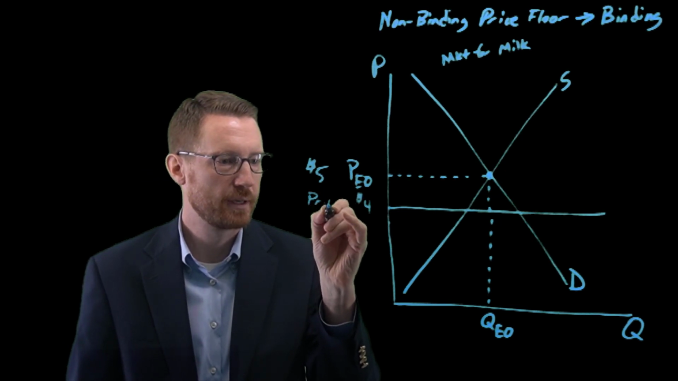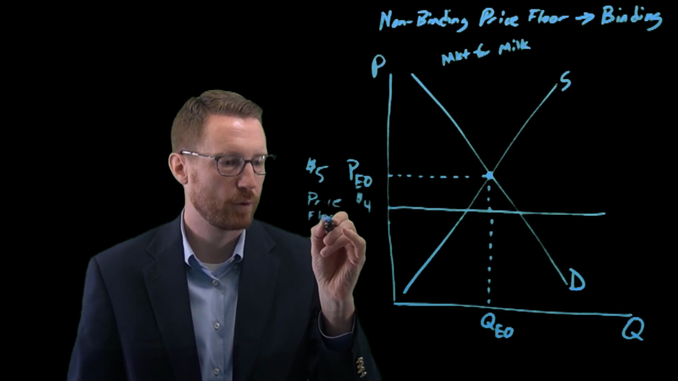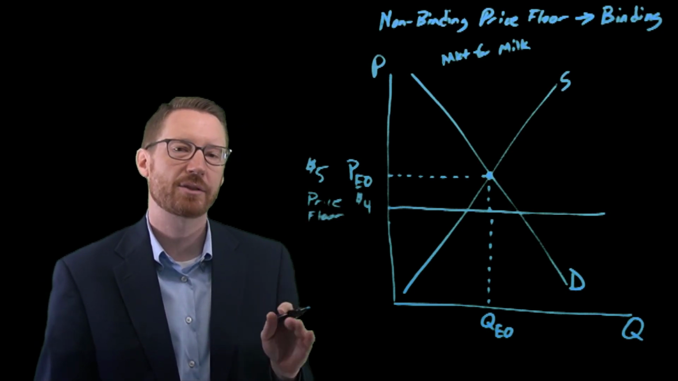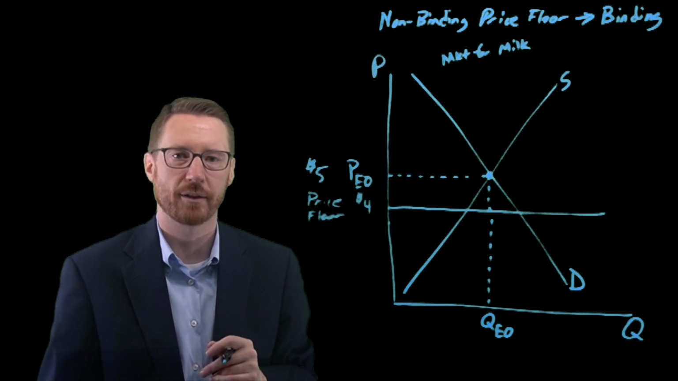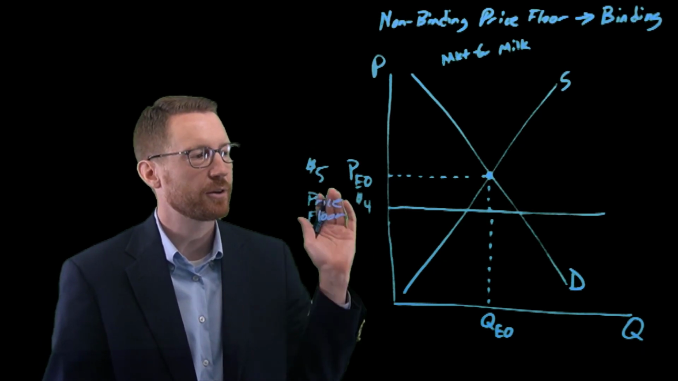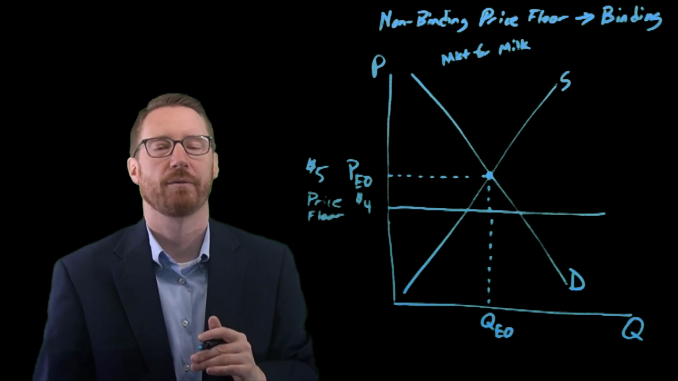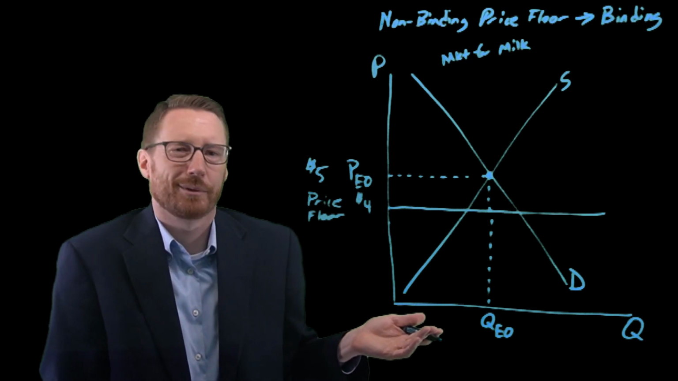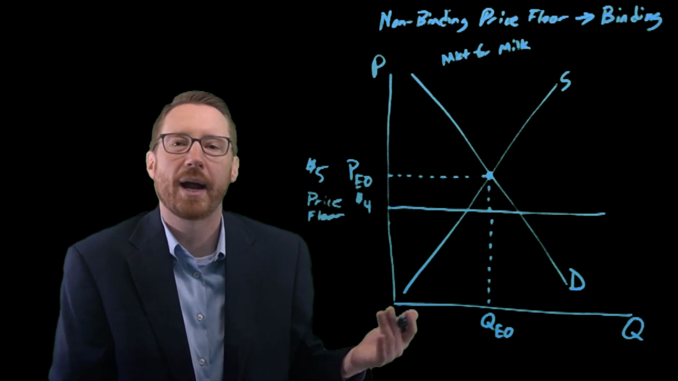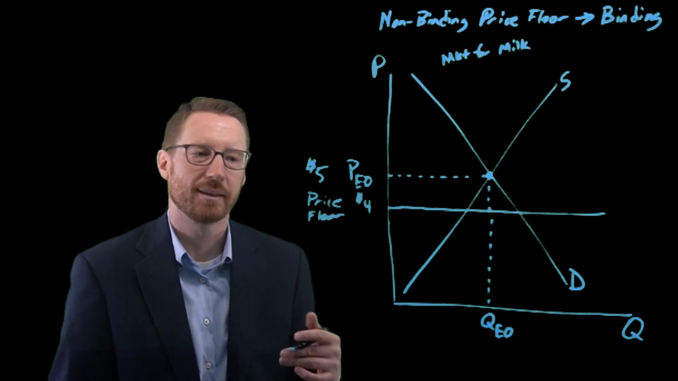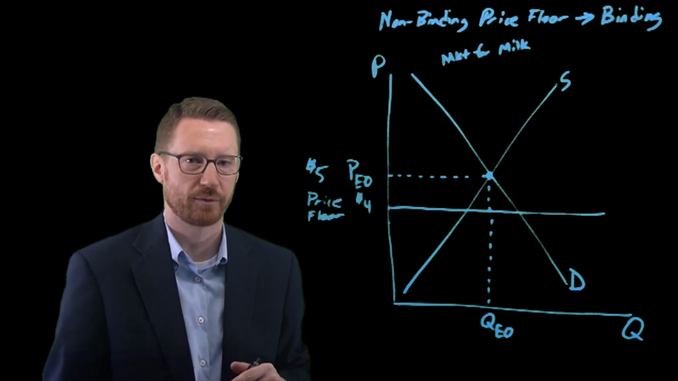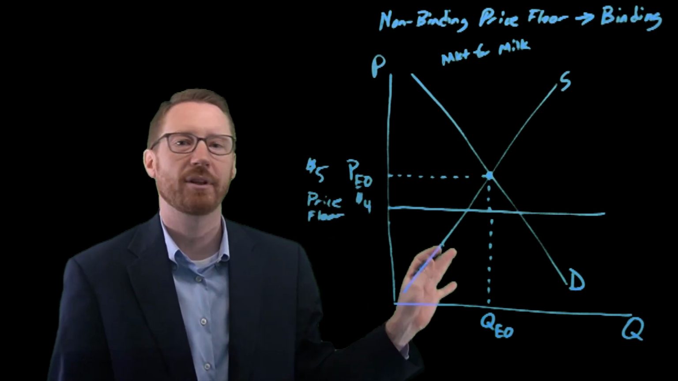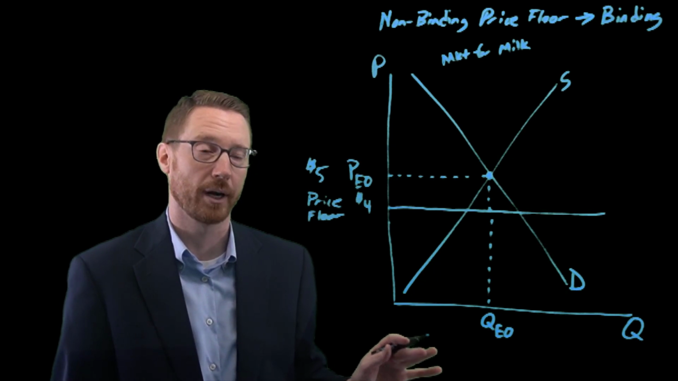So this is the price floor. The government tells producers they can't sell milk for any less than $4 a gallon. And they tell buyers, you can't buy milk for anything less than $4 a gallon. And everybody kind of shrugs and says, well, milk's $5 a gallon. Why does this matter? It doesn't. This is our non-binding price floor. We start out with the price above the price floor, everything's fine, and this policy doesn't really matter at all.